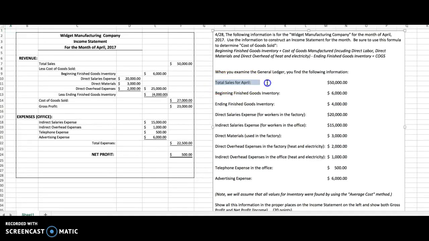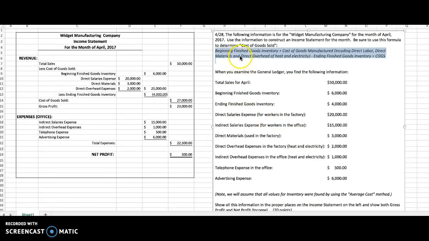The total sales for April, $50,000. You see over here in the income statement, total sales of 50,000. And this, as we said before, doesn't include the entire picture. So we need to subtract from it the cost of goods sold. So we find the cost of goods sold by using this formula that we show on the right. We plug in those pieces.